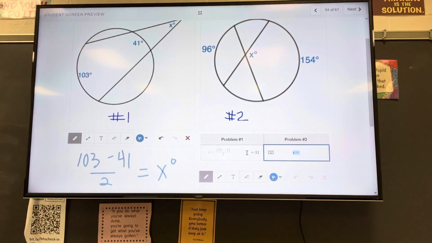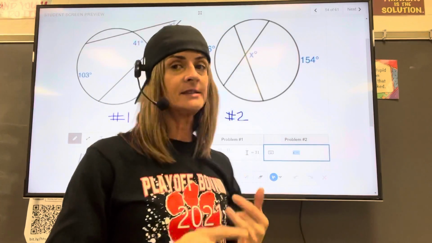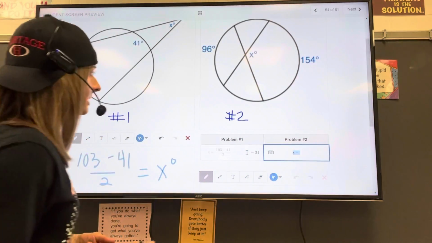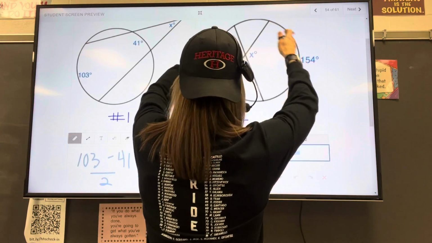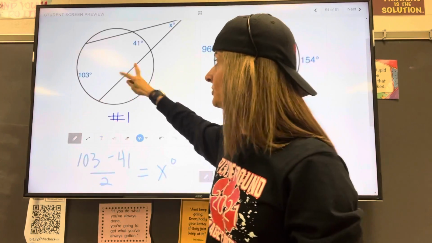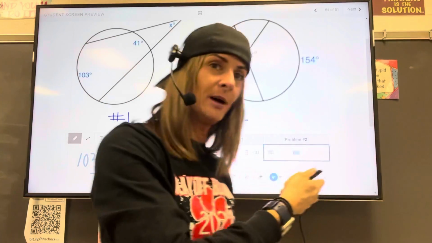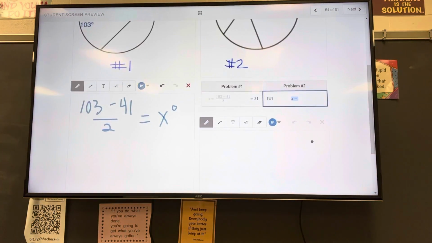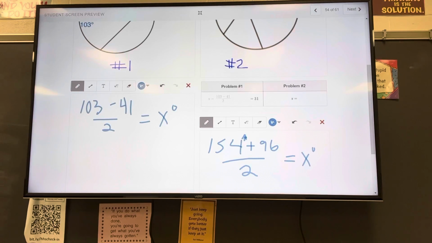Number 2, and stop me if you've got a question because we're not in a rush, we're reviewing. We are trying to find the measure of this angle. It's not a central angle. It's not an inscribed angle. It's somewhere in the circle. To find that, we average these 2 arcs. To average, we add. In the last problem we took the 2 numbers and subtracted them. However, in this problem, we're going to add them. So 154 plus 96 divided by 2, because we're averaging them, should give us the measure of that angle. Did you guys get 125?